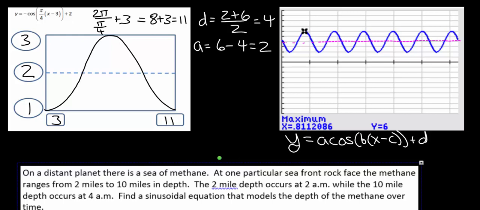So we've got the vertical parts. Now, I need to figure out what B is. Because we're going from 0 to 2 pi, that was given to us. To find B, we just need to find out how many complete cycles take place between 0 and 2 pi. And we can do that by counting these high points. There's 1, 2, 3, 4, 5, 6. So B equals 6.